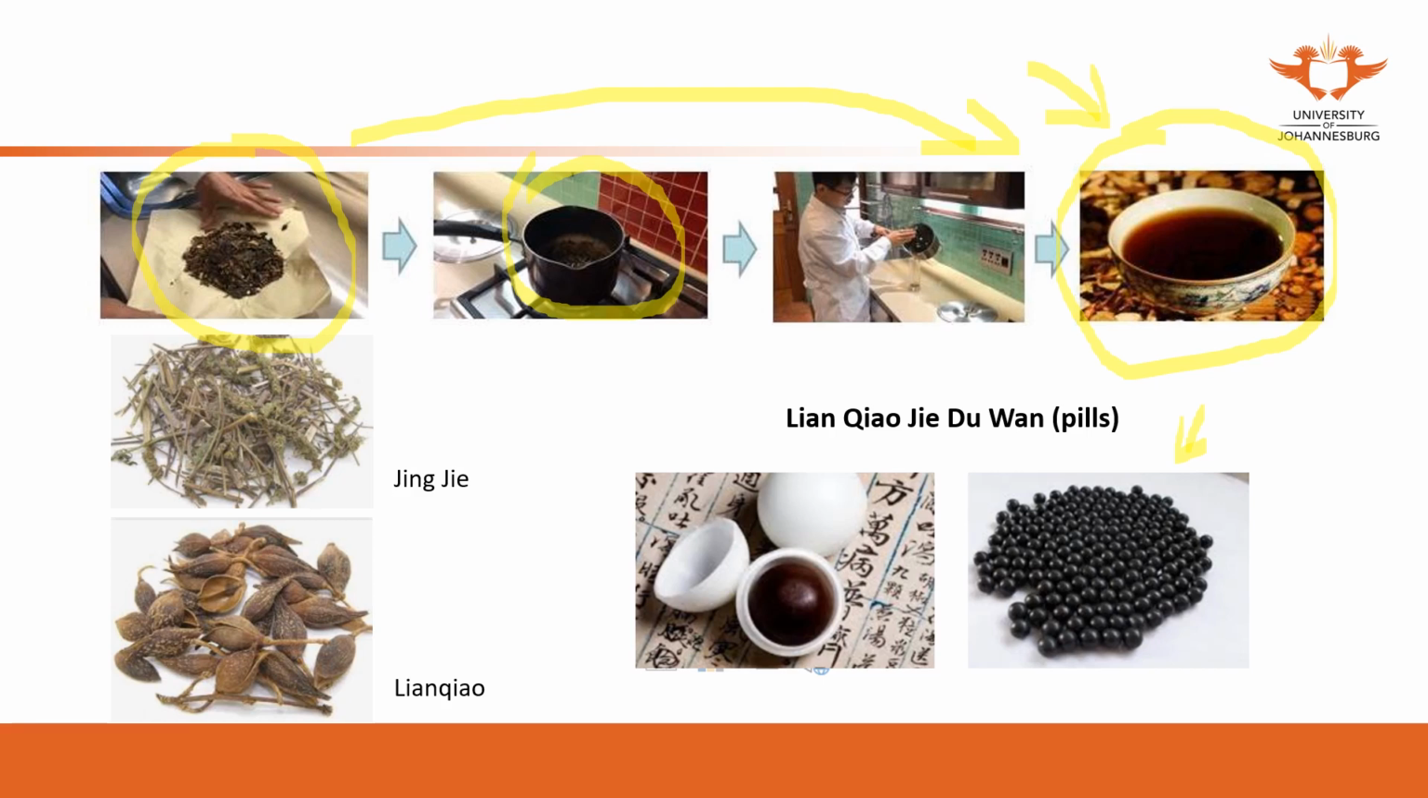There was one experiment done in the 1980s when the Chinese pharmacopoeia was written. They tried to modernize 连翘解毒丸. This is a pill, a formula in Chinese medicine that can clear heat. Two of the most important ingredients are 荆芥 and 连翘. 连翘 is a flower. These two have essential oil.